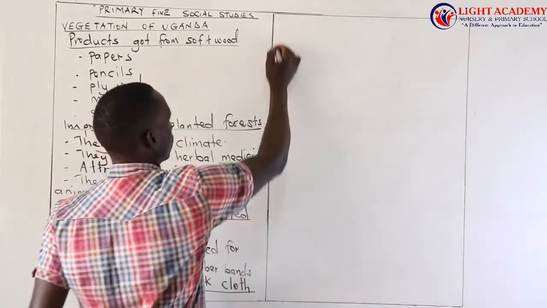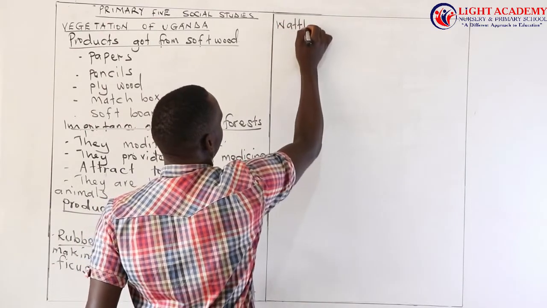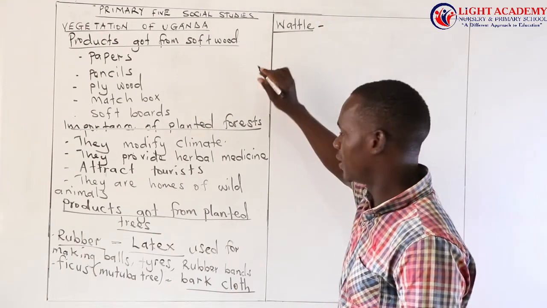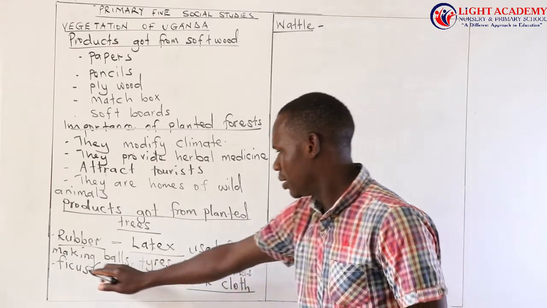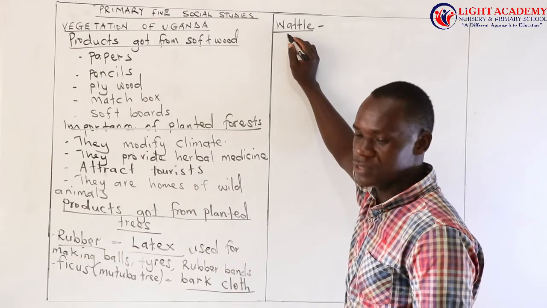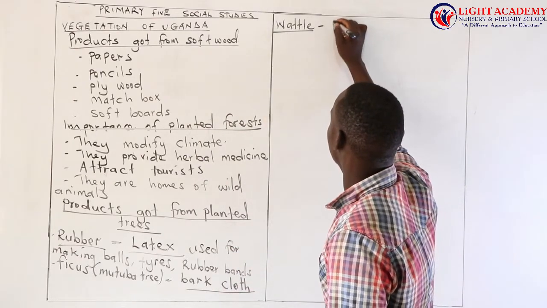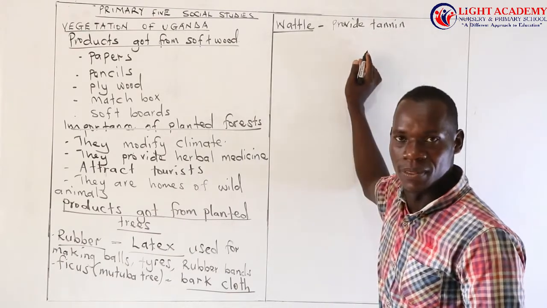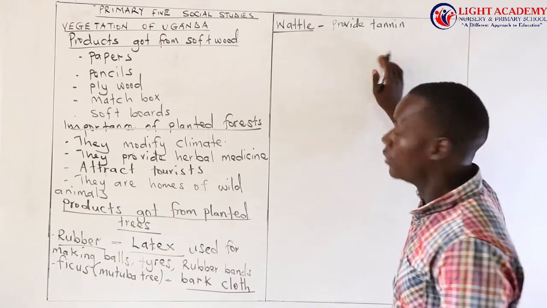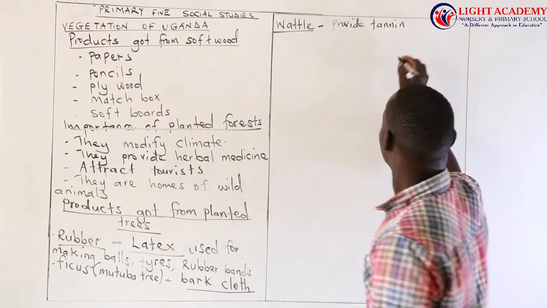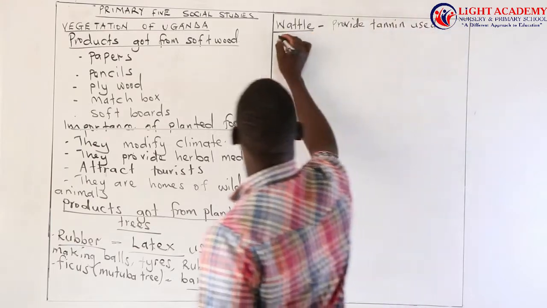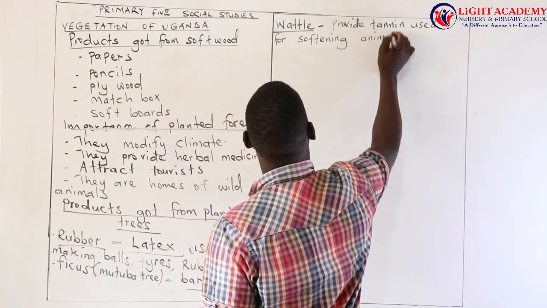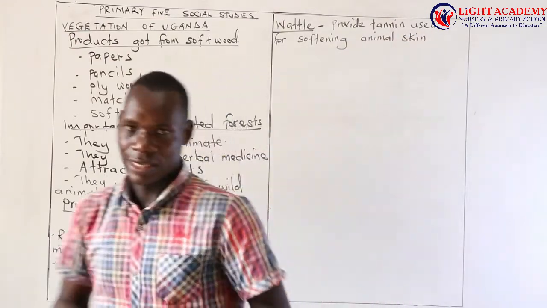Another type of tree, we have this called wattle tree. And the wattle tree provides these wattles. Rubber, we have seen latex. Ficus, we have seen bark cloth. Then wattle trees, they provide tanning. Master the spelling of tanning, T-A-N-N-I-N. They provide tanning. Tanning is used for softening animal skin.